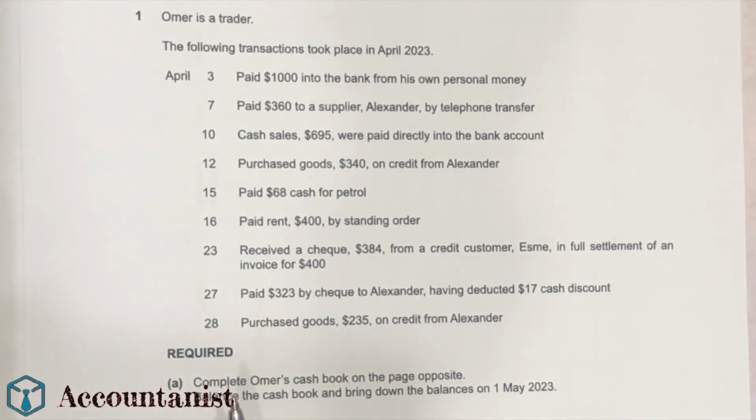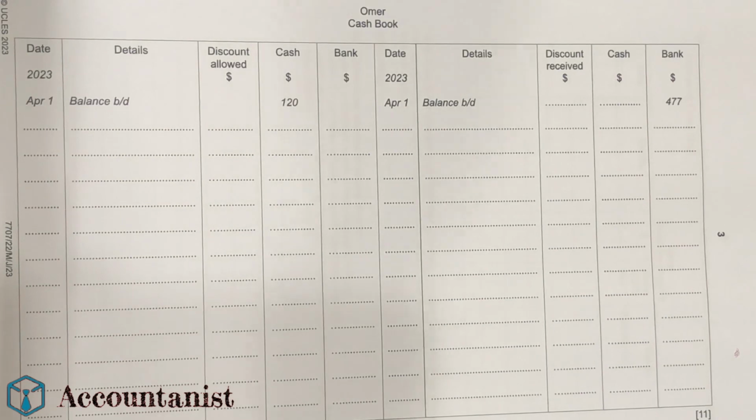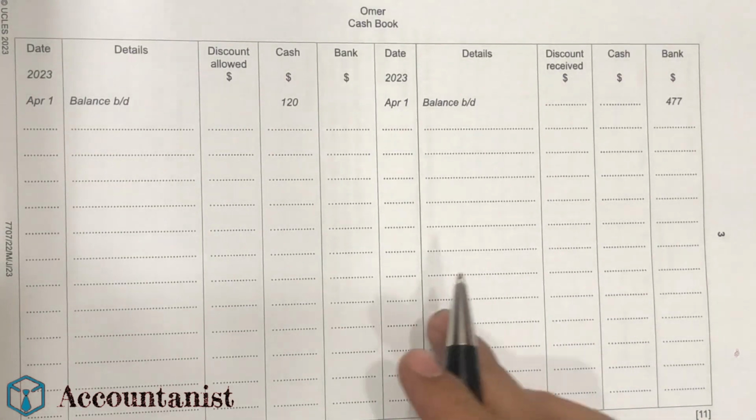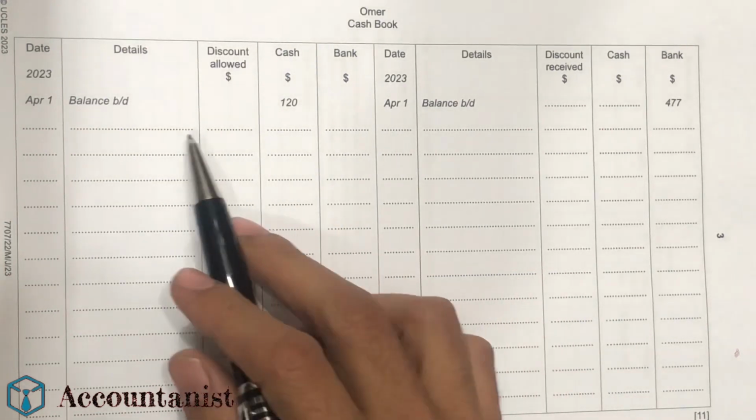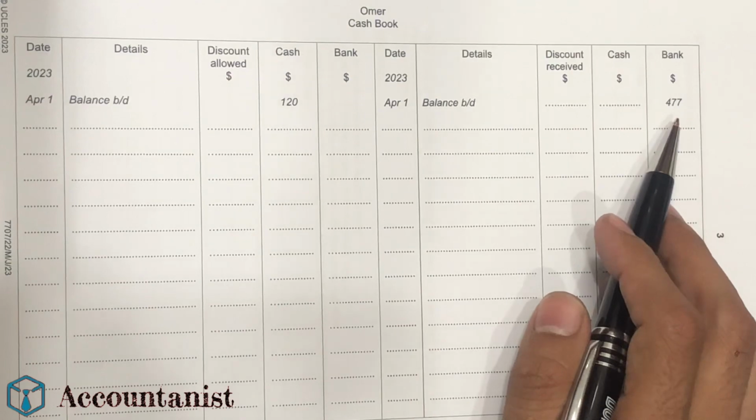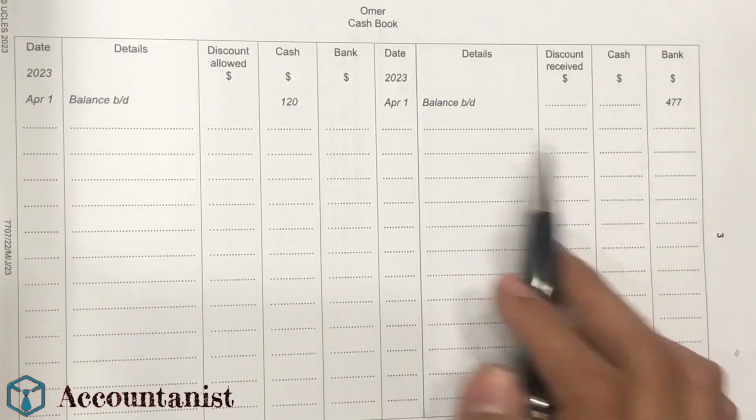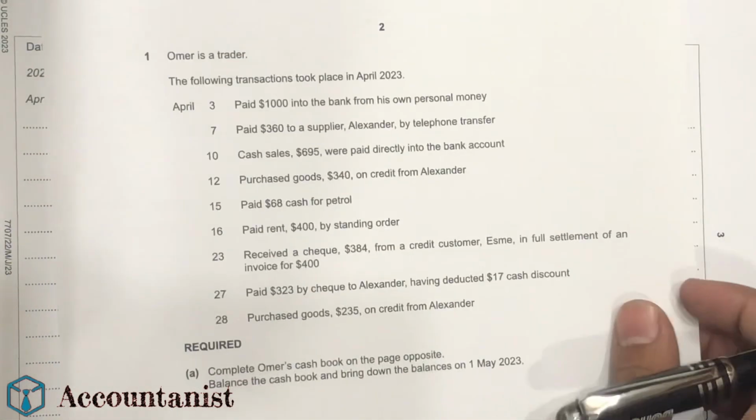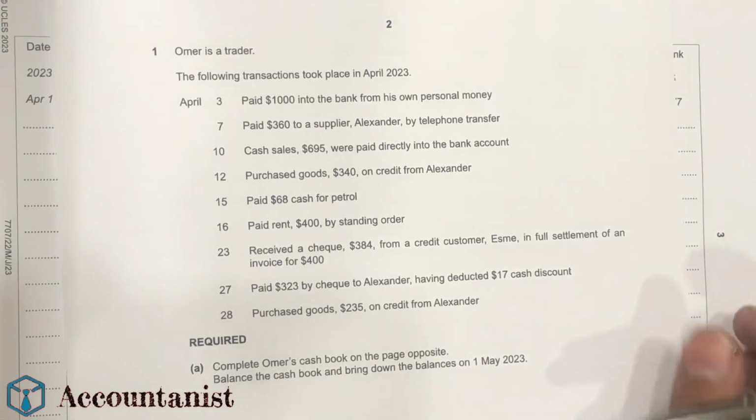So let's move on to the next page to start making this cash book. Alright, so that's the format that we have for the cash book. We already have the opening balance of cash on the debit side, and we already have a bank overdraft balance on the credit side. So let's read the question and start posting the transactions.